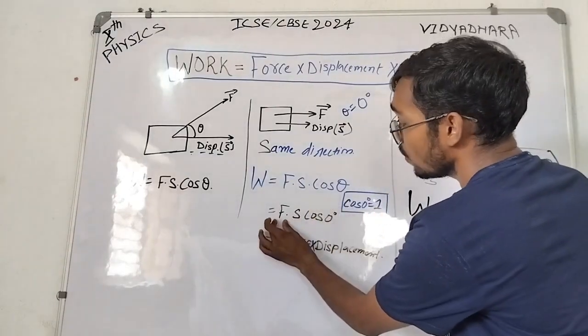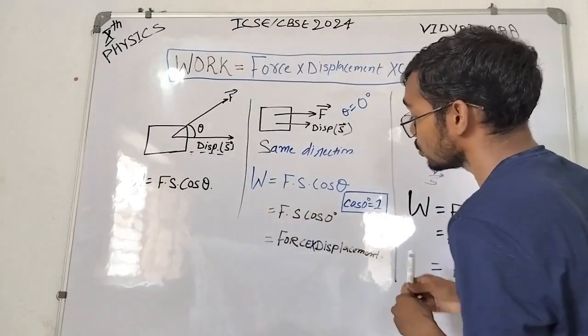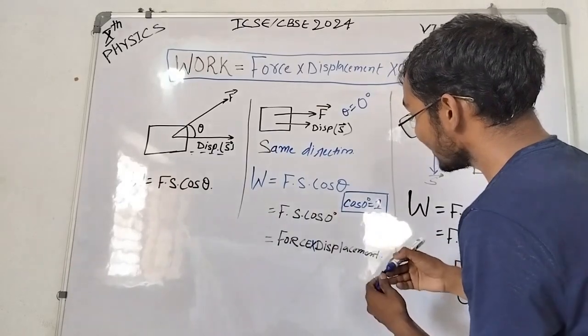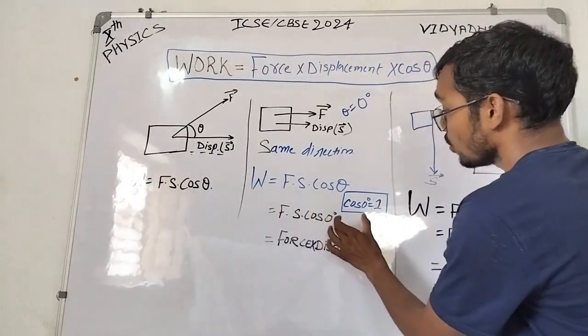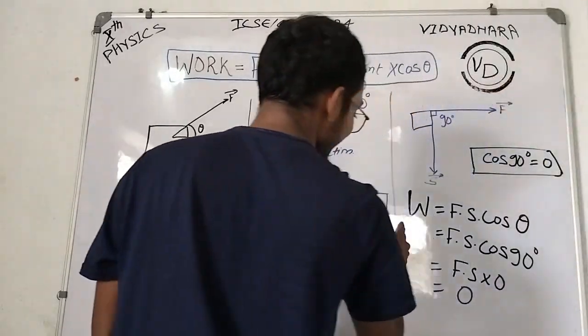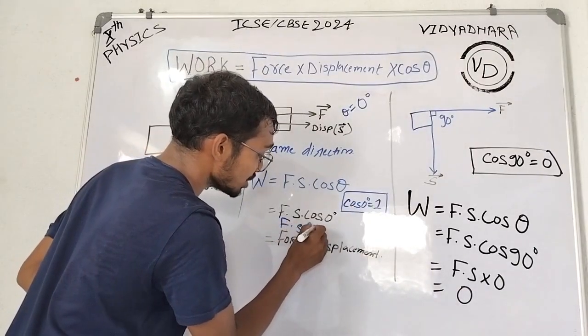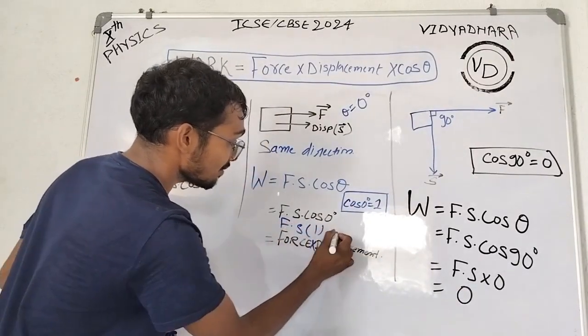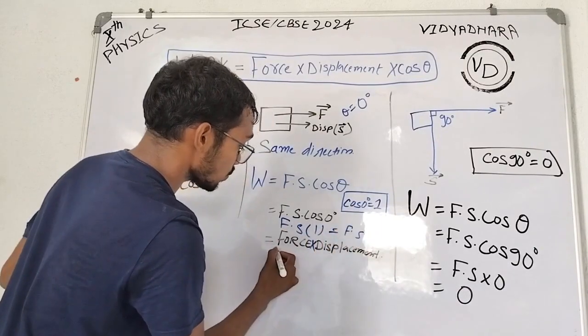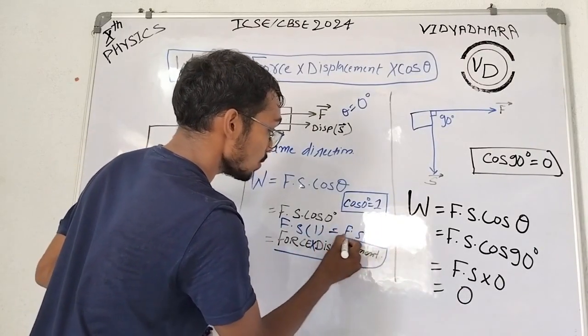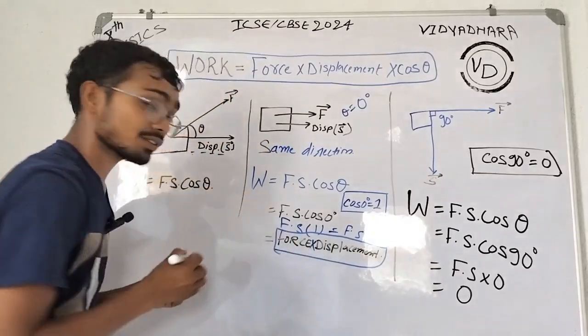Put in the example: force into displacement into cos theta, cos 0 degree. What is the value of cos 0 degree? It is 1. So F dot s into 1. So we get F dot s. So force into displacement, what we have learned earlier.